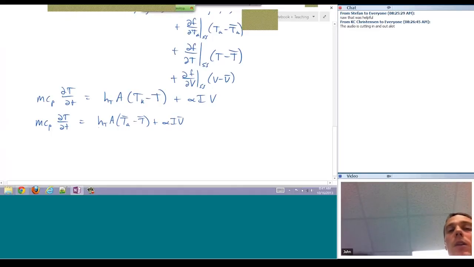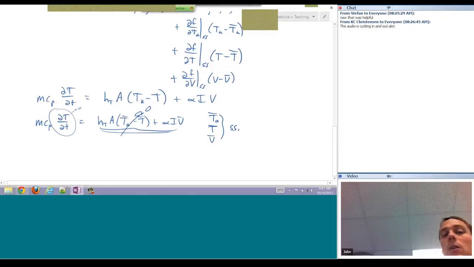And what do we know about this if I use steady state? If T ambient, T, and V are steady state conditions, what do I know about this quantity right here? That's going to be 0. So I can just get rid of it. I don't even have to evaluate it. The reason it's 0 is that I've plugged in my steady state condition, and I know my derivative of temperature with respect to time is 0, so that's why this is all 0. Does that make sense?